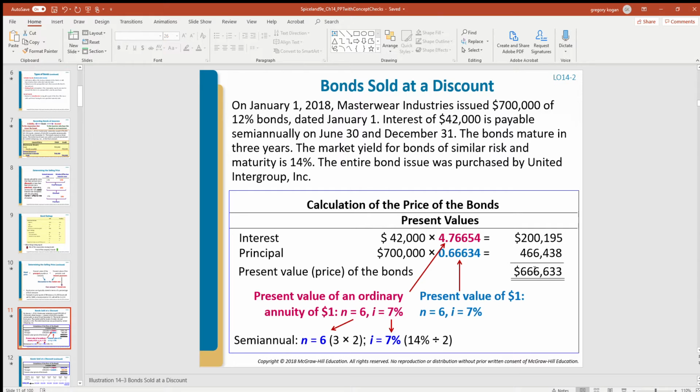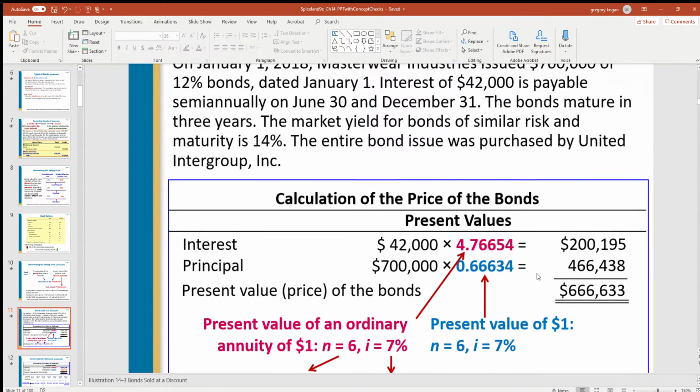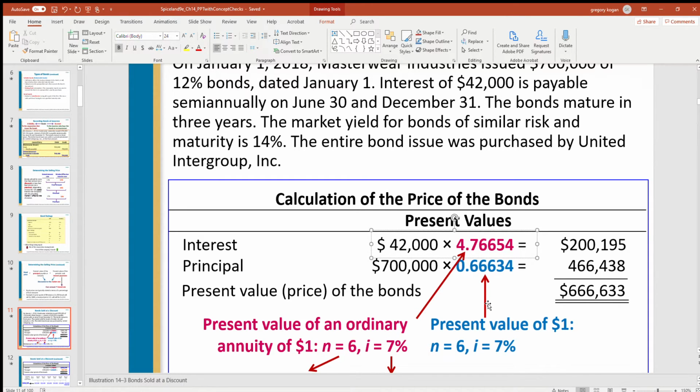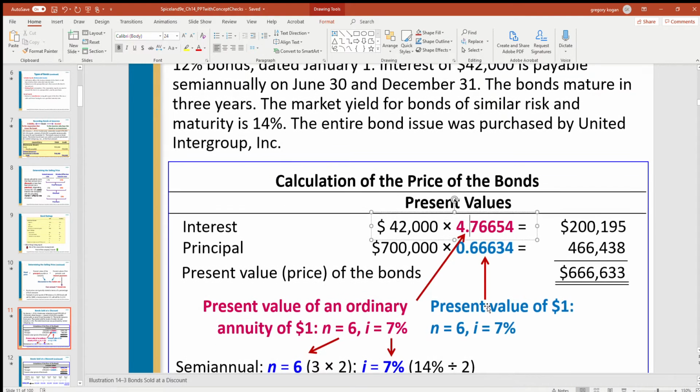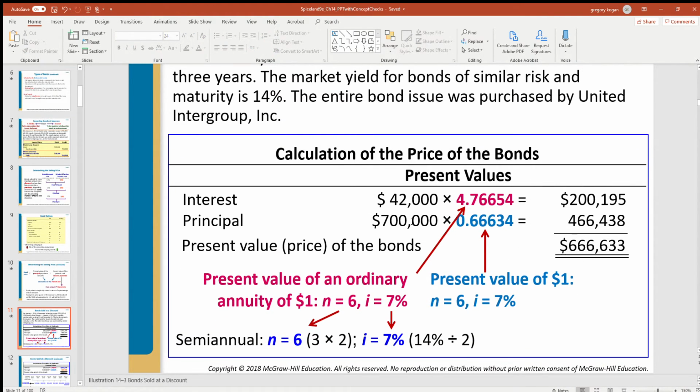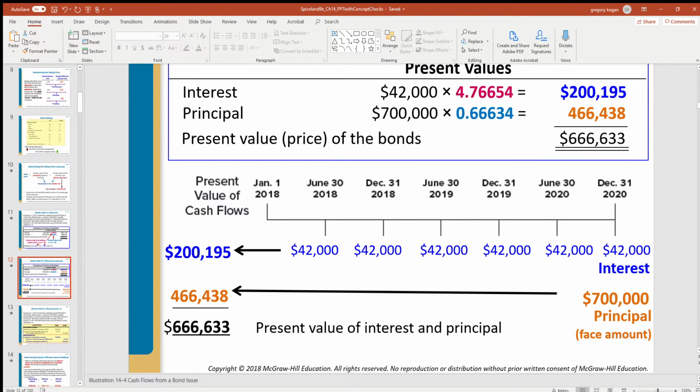They give you the present value, and this is something also you should be able to compute, and that is a different section of the exam. But the present value, they give you the factors, and what you do is you multiply them out. So the principal, present value of 700,000 coming back in how many periods? We have 6 periods. Okay. And that is 466,438, and the value of the cash flow, I think they break it up for us. The value of this cash flow at present value of 42,000 coming at these different periods is the 200,195.